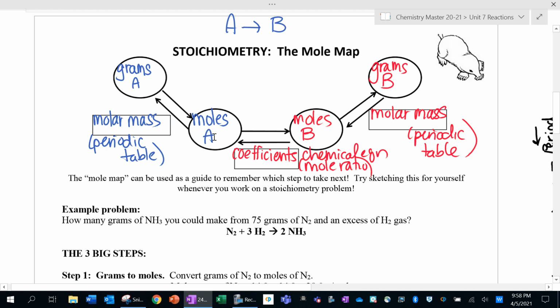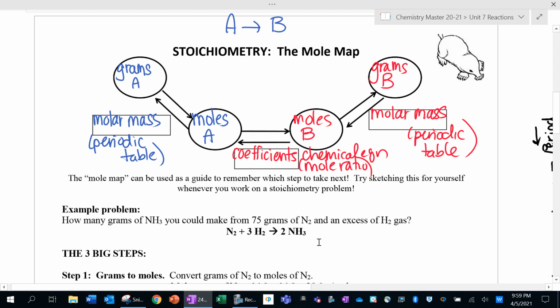We are going to take a look at an example of how to do a three-step calculation and how we might use the mole map to help us out here. We're going to look at a sample problem. Let's say we have this reaction. We're looking at nitrogen and hydrogen gas coming together to form ammonia. The question is, how much ammonia could you make from 75 grams of nitrogen? Let's assume we have a lot of hydrogen hanging out, but we've got 75 grams of nitrogen. How much product could we make in this reaction?